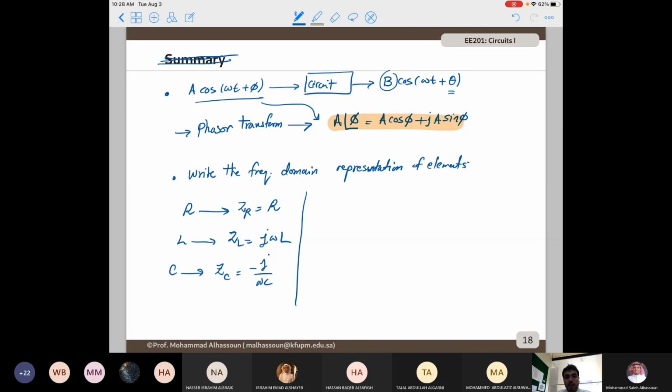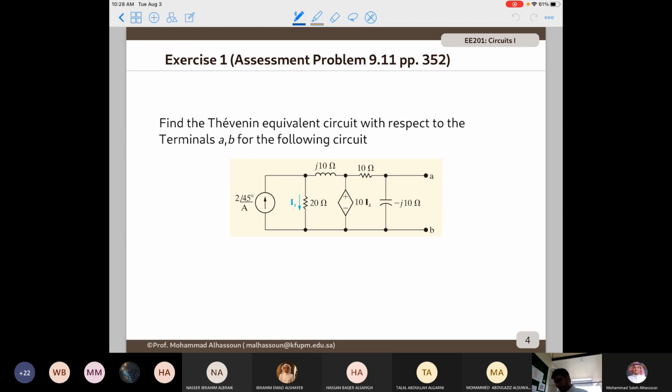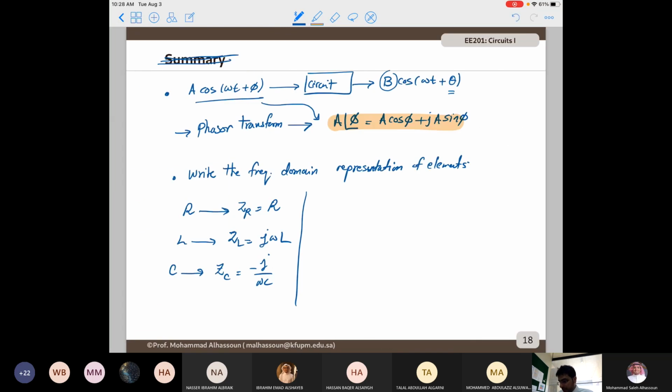Near the end of the class last time, Yasser asked the question: what happens if I have sources with more than one frequency? In this case, you need to apply superposition and the phasor transform for each single frequency. Any questions before we start?